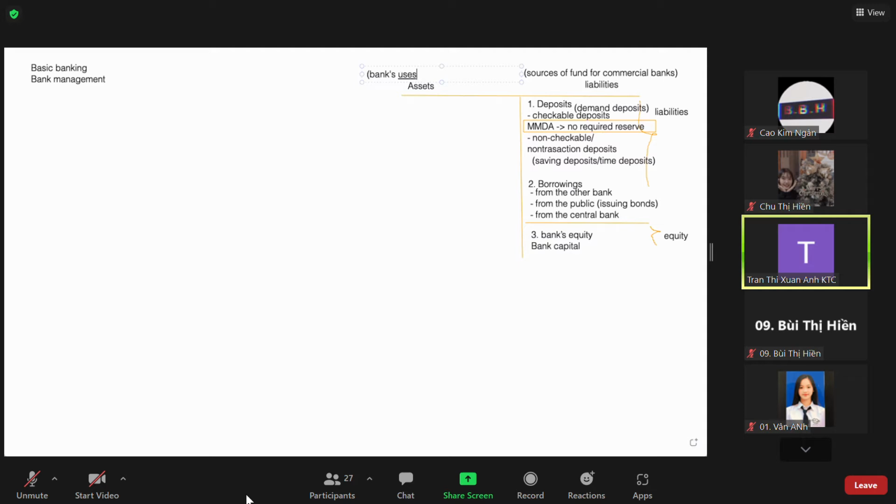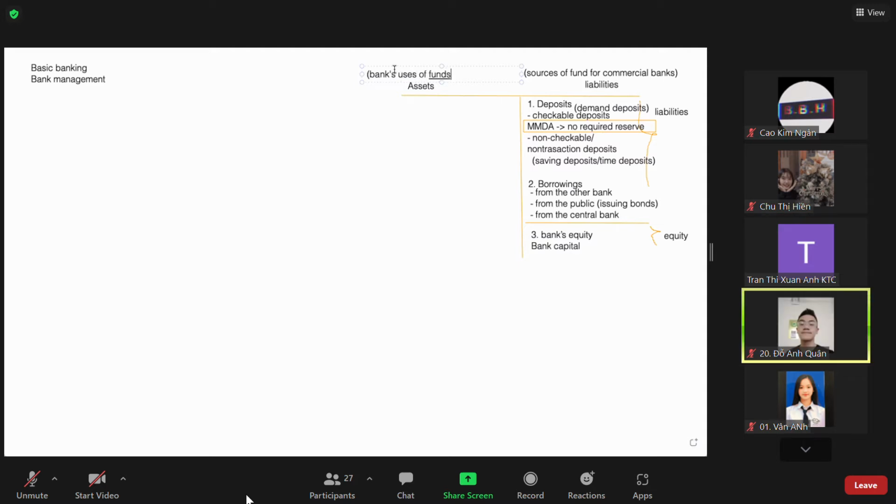So bank uses a fund, all right? So when we summarize this one for you guys, you should pay attention and remember for long, because then you don't need to go back to review this for the final examination or midterm examinations. So keep in mind this one for me, the way that the bank use the fund.